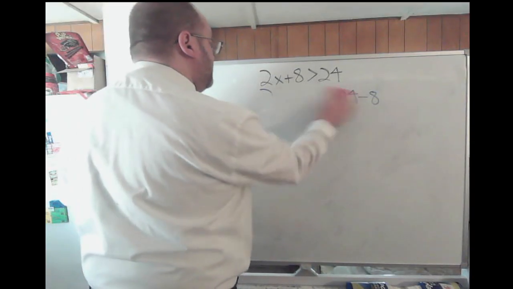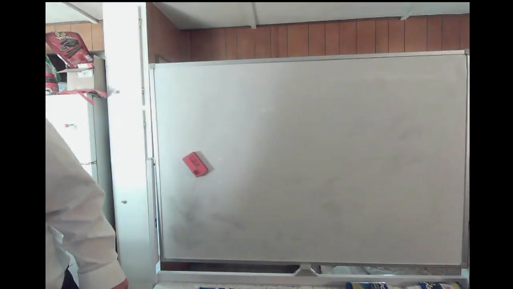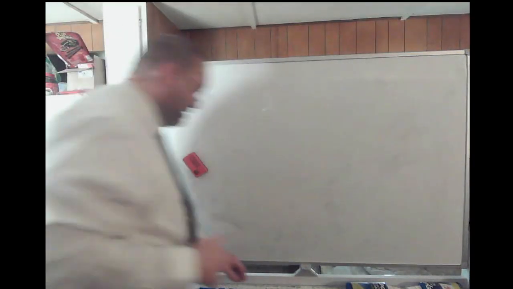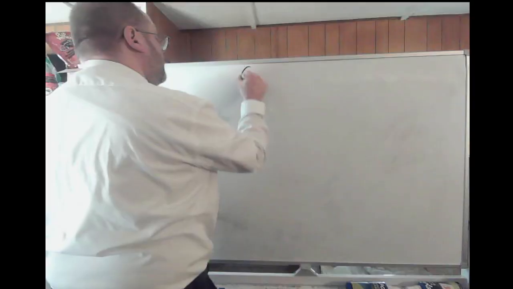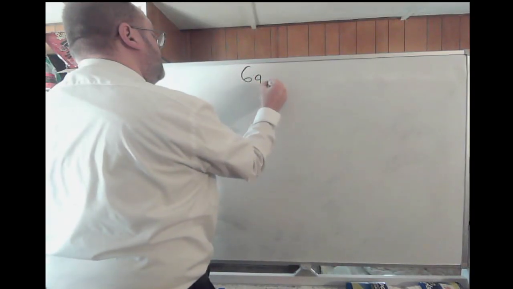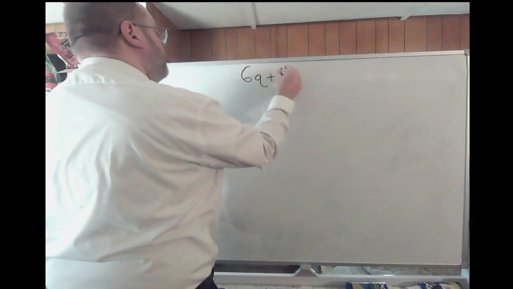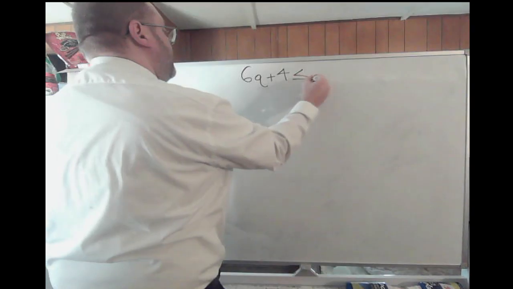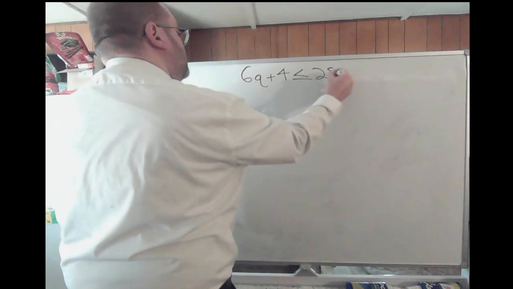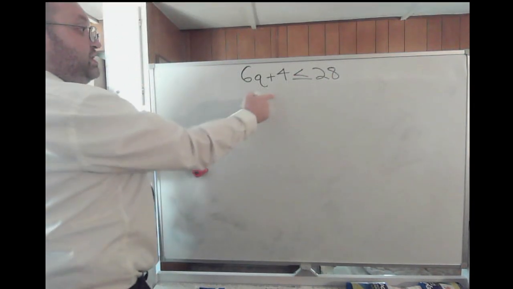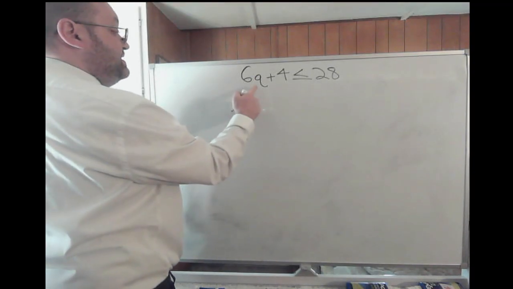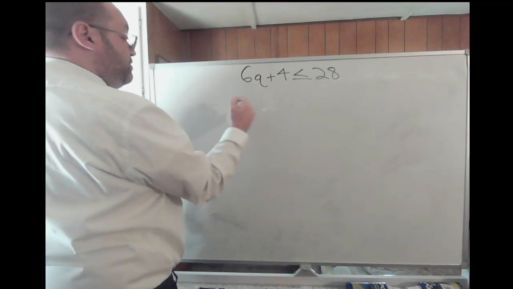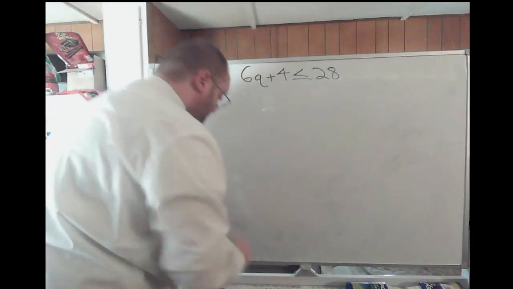And I got some more. Alright. We have 6q plus 4 is less than or equal to 28. Alright, so 6q plus 4 is less than or equal to 28. Well, we want to get that 6q by itself. We have plus 4, so we need to do a minus 4.